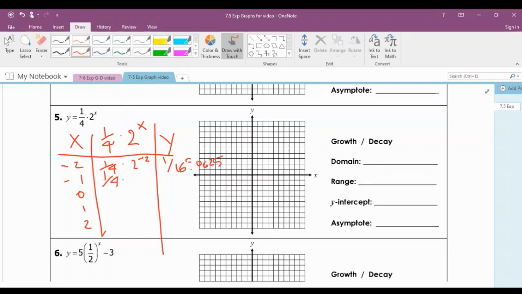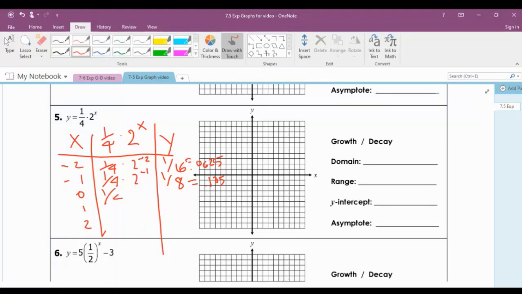1/4 times 2 to the -1, which is 1/4 times 1/2, which is 1/8, which is 0.125. Notice these are very small numbers, and that's what happens when you do exponents. You get very large, very small numbers, even though we're using 1s and 2s. Those are pretty small numbers.